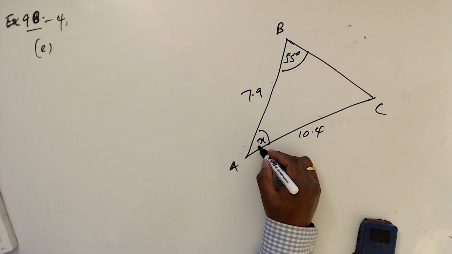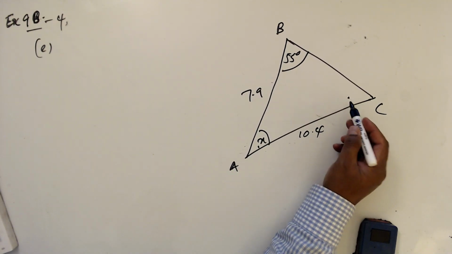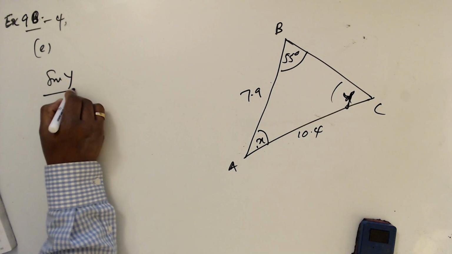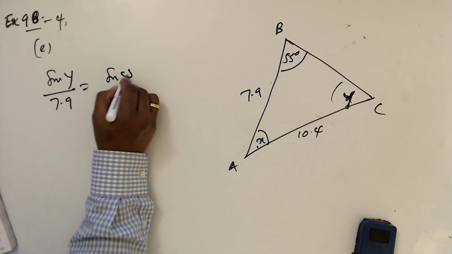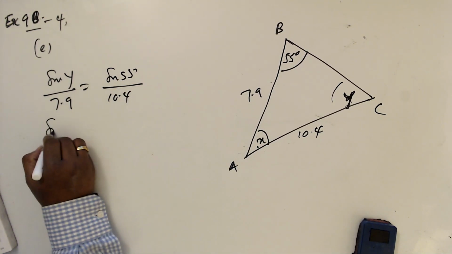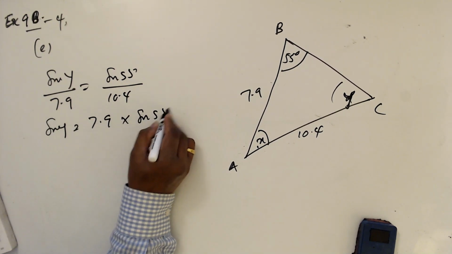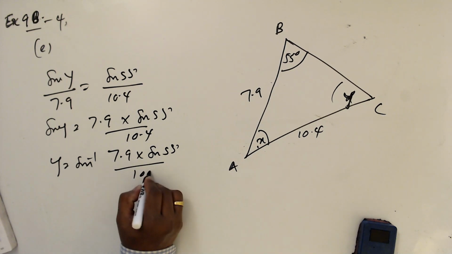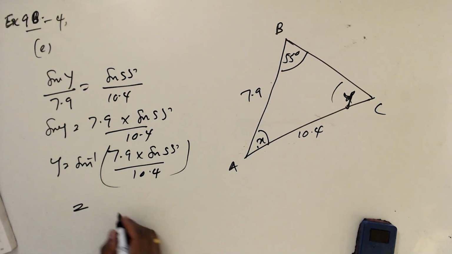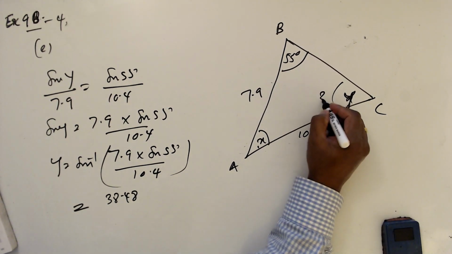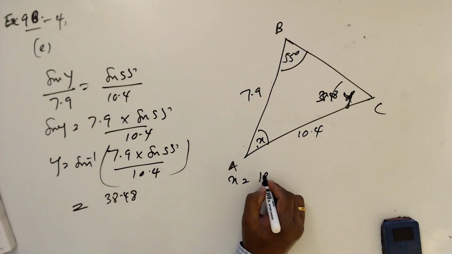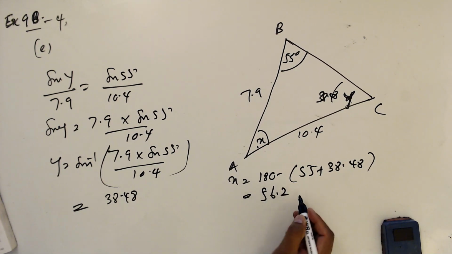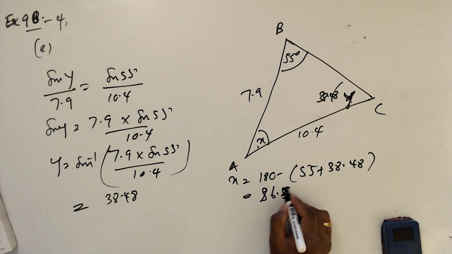This is A. We want to find x. We can find x if we know this one, so I'll call this y. Sine y over 7.9 equals sine 55 over 10.4. So sine y equals 7.9 times sine 55 over 10.4. So y equals sine inverse of 7.9 times sine 55 over 10.4, which is 38.48. Then x equals 180 minus 55 plus 38.48, which is 86.52.